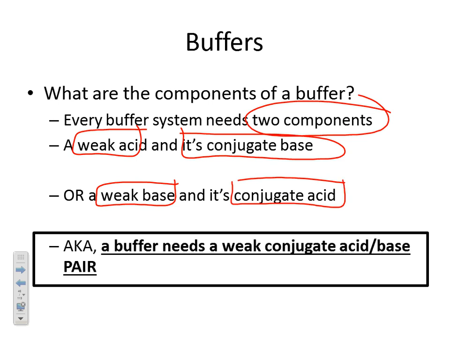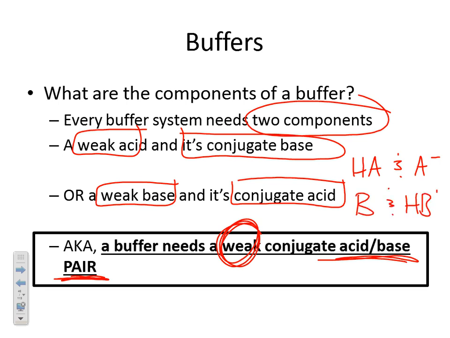In other words, the thing that you need is a weak, and that's huge, conjugate acid-base pair. So you need, for example, HA and A minus. Or if it's a base, you'd need B and HB plus. It has to be weak, and you have to have both of them. Remember, weak acids do not react with their conjugate bases. And that's kind of the important part of why you have buffers. HA does not react with A minus, B does not react with HB plus.